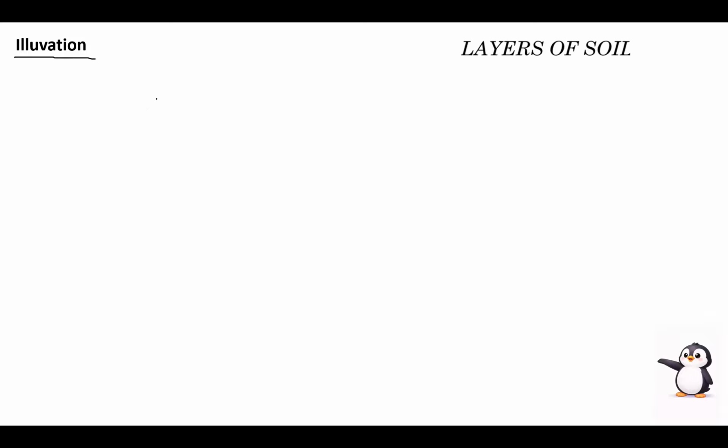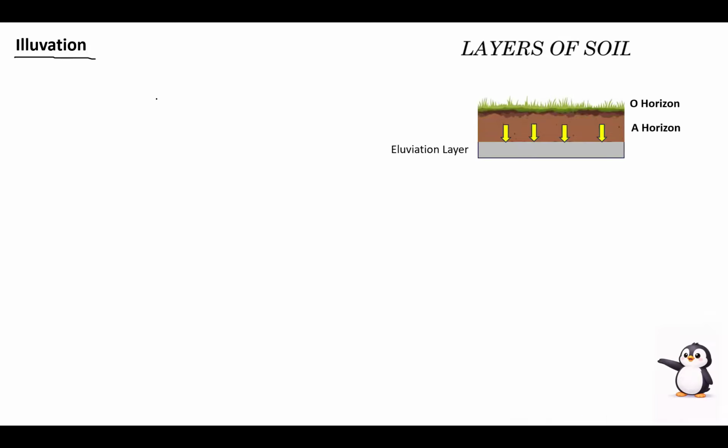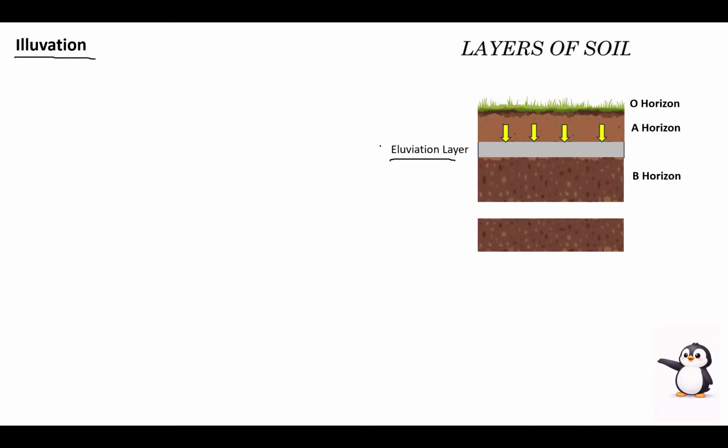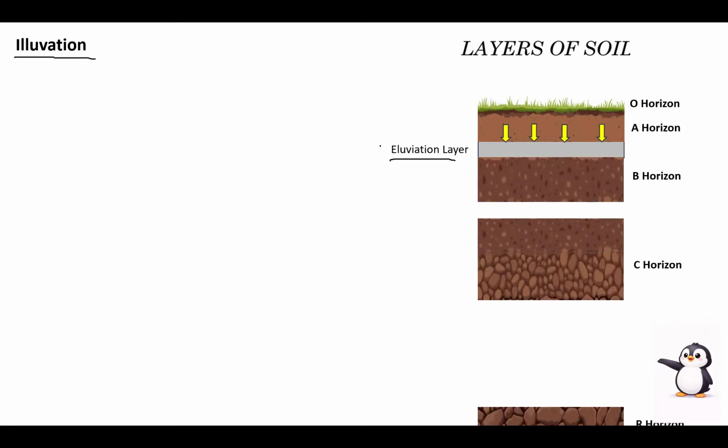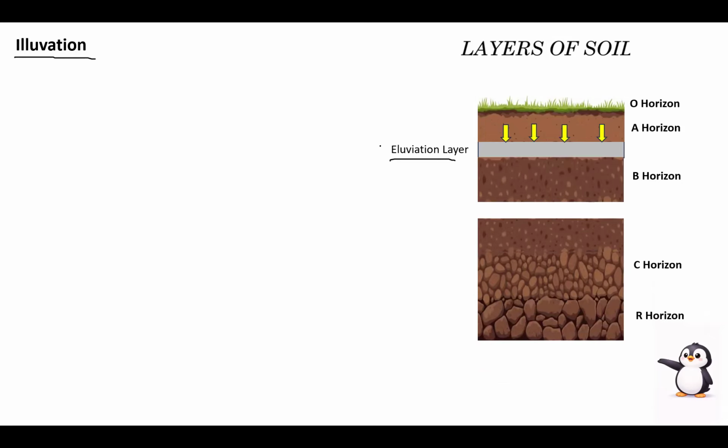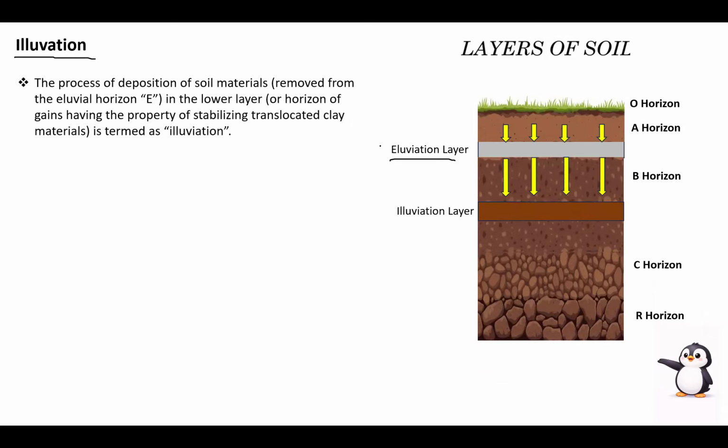Before going to illuviation, we will see some layers of the soil. These are the layers of the soil: O, A, and this eluviation layer. This we have already discussed in our previous videos, followed by the B horizon and C horizon, followed by the R horizon. Well, then what is illuviation? Illuviation is quite the opposite of eluviation, E, M, A. Do you remember that it starts with E? This one starts with I.